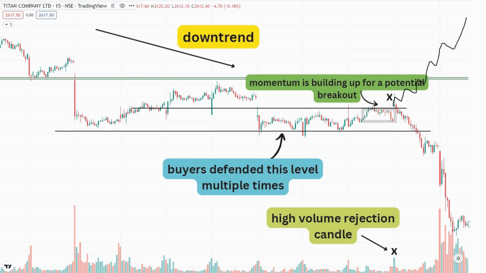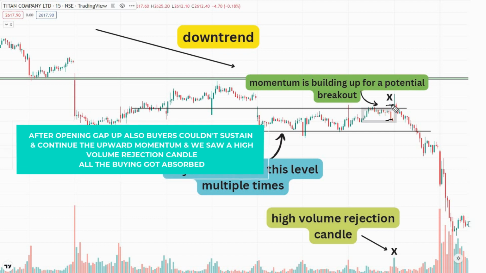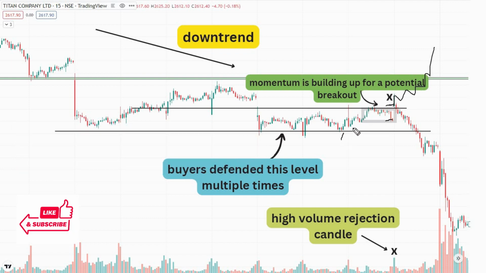Okay, now what happened? There is a high volume rejection candle. See, market open gap up. Yesterday prices closed around here, next day prices opened around this level. So the expectation should have been that now buyers would take control over the prices and they would continue the upward momentum. Okay, because all the factors are telling us that continuous higher low formation and there is absorption of supply at the resistance zone, now prices should continue the upward momentum.